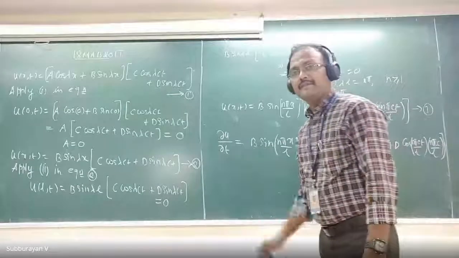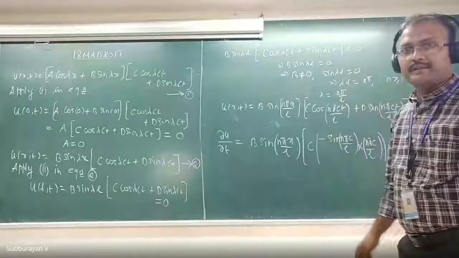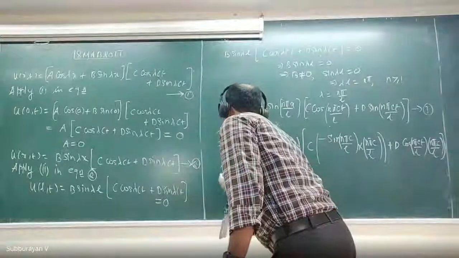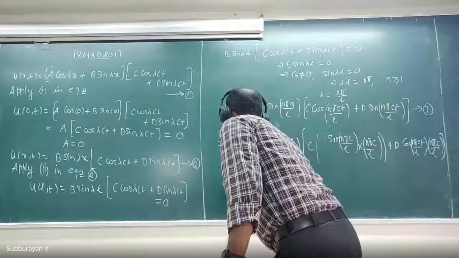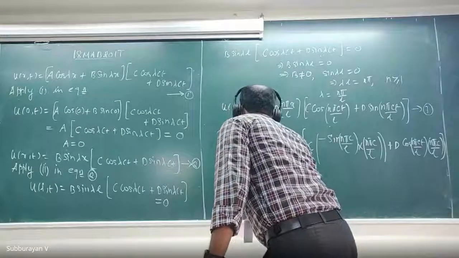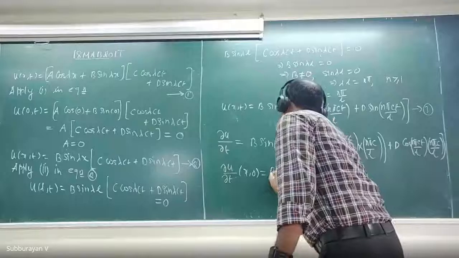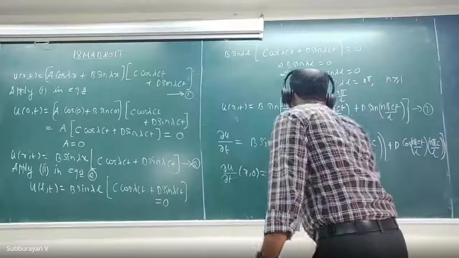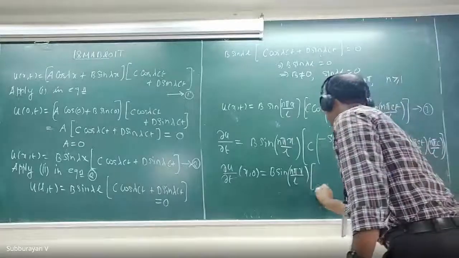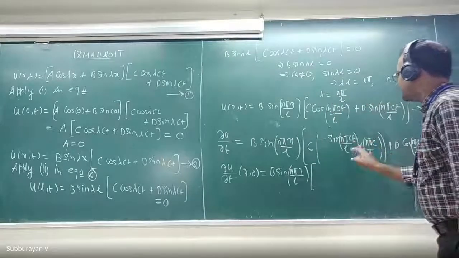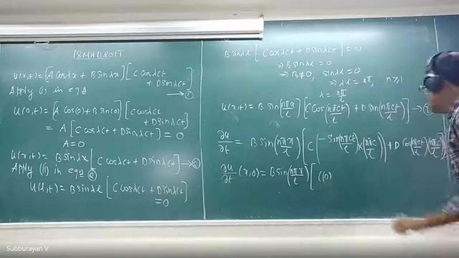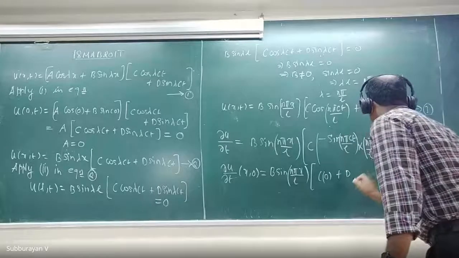Now, after differentiating partially with respect to t, we have to replace t equal to 0. This dou u by dou t of x comma 0 is b into sine n pi x divided by L, and then if I substitute t equal to 0 here, then c into 0 plus d into cos 0, which is 1.